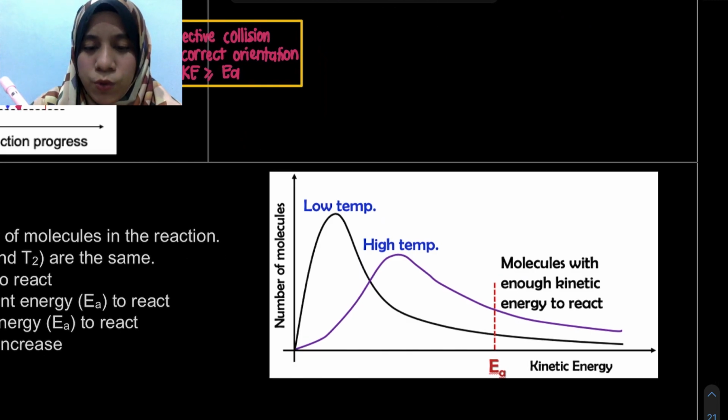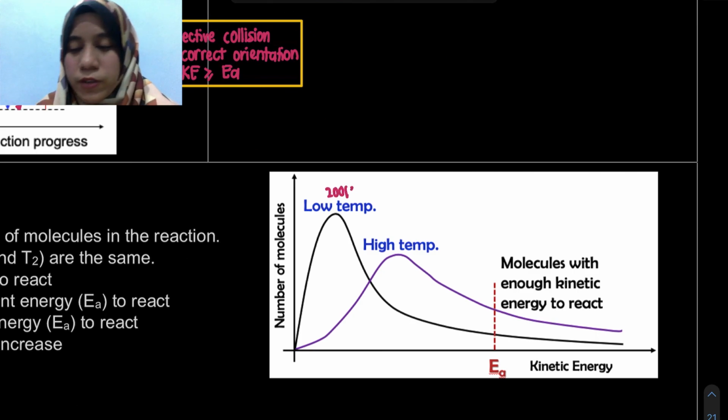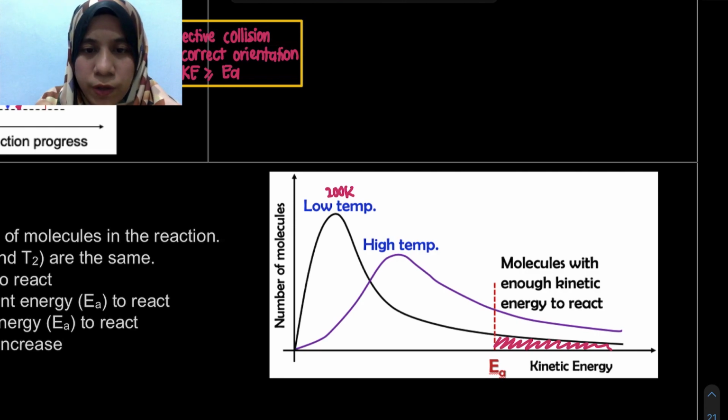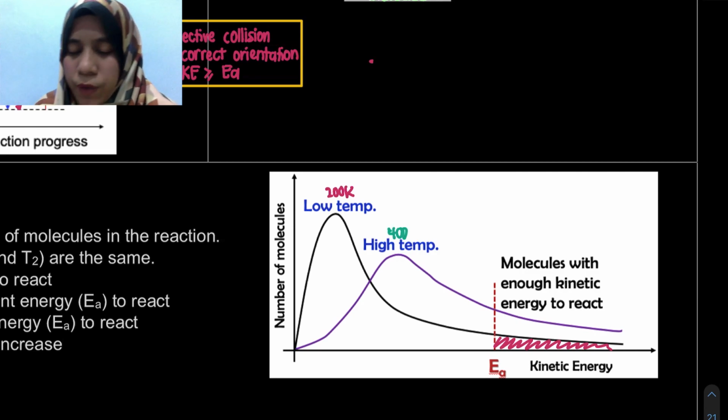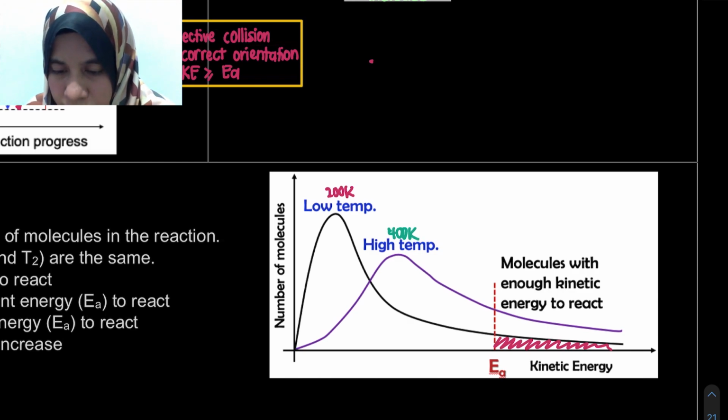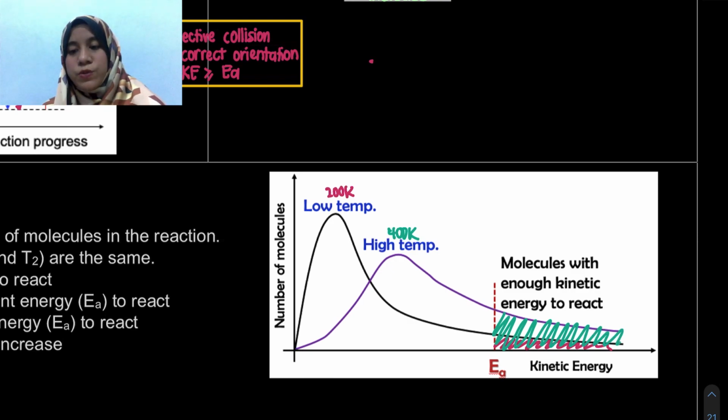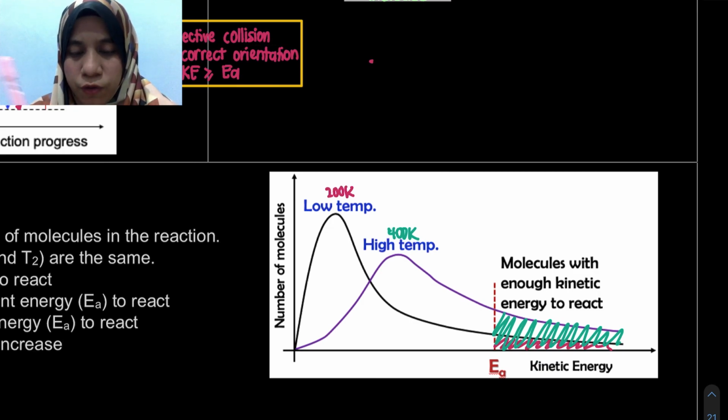For example, I'm just going to give you 200 Kelvin. The number of molecules that have energy greater than or equal to my activation energy is this one. It is a small one. But when we compare it with 400K, it has a higher number of molecules. When we compare it, the area here is bigger. That is the only thing that you have to know for the Maxwell-Boltzmann distribution curve. So this is an example of low temperature, 200K, and this is an example of high temperature, 400K.